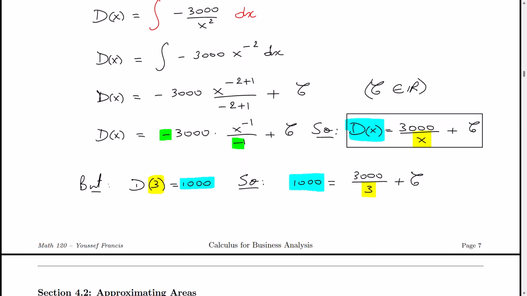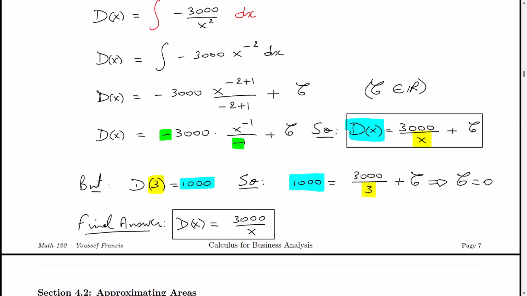And obviously, they're giving me all this information to help me figure out what C is. And by the way, 3,000 divided by 3 is going to be 1,000. So 1,000 plus C is equal to 1,000. So what does that mean? That means that C should be really 0. So my final answer is that d of x is equal to 3,000 divided by x. And that's because the constant of integration turned out to be equal to 0.